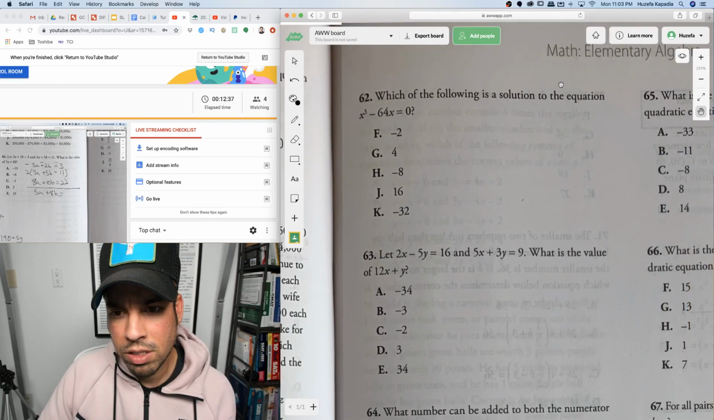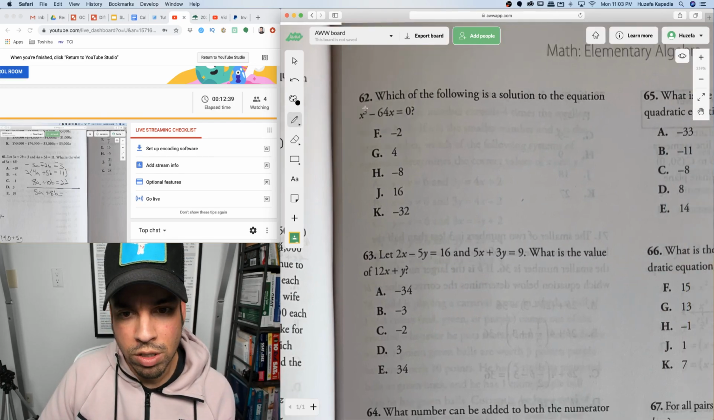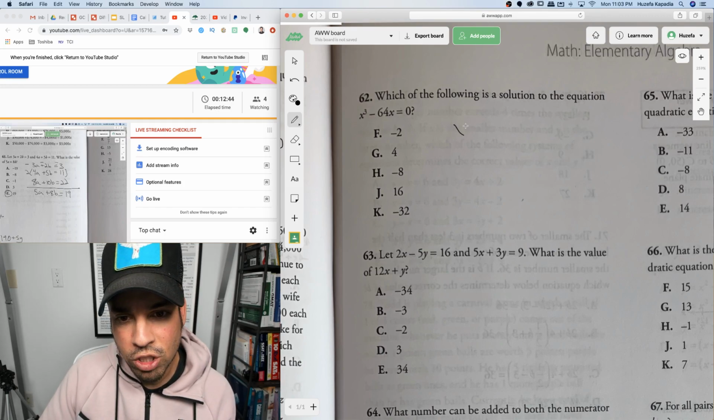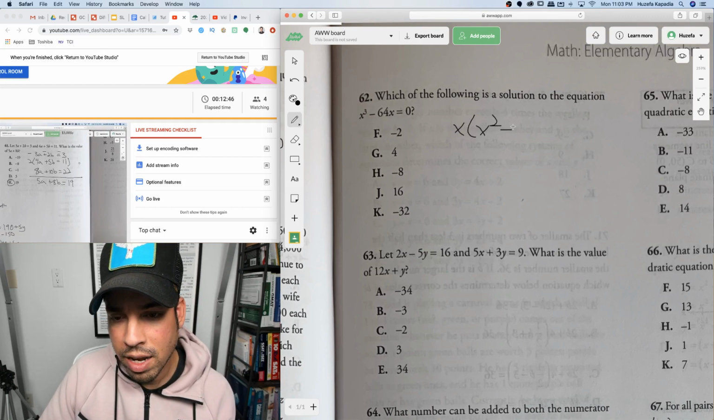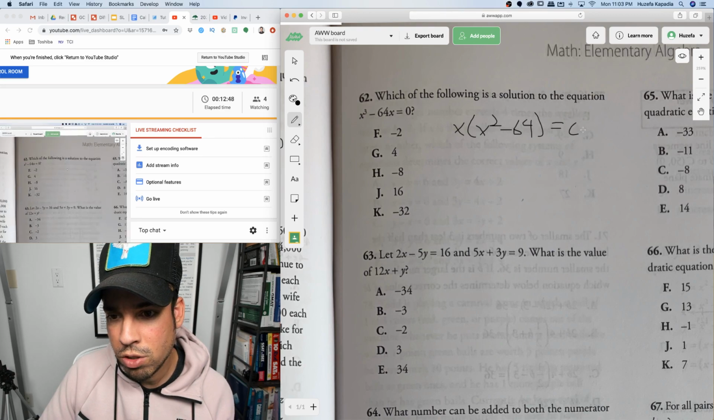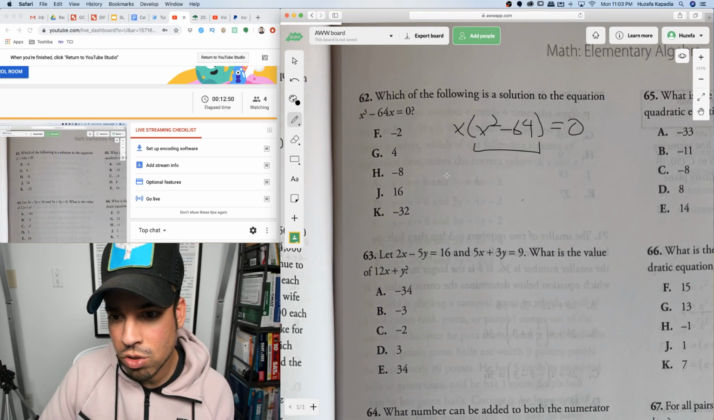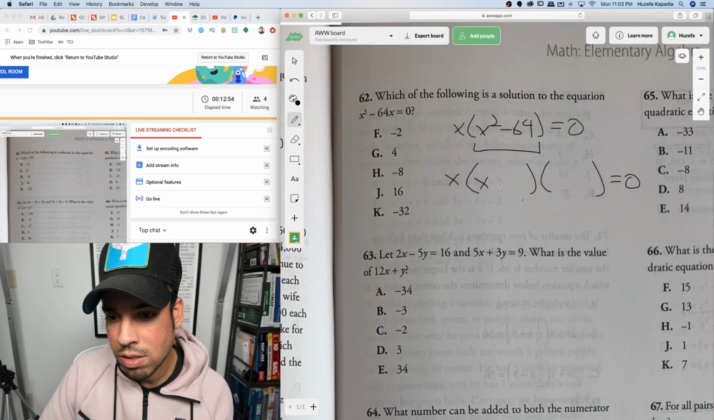Okay, 62, which of the following is a solution to the equation. All right, so x cubed minus 64x. Okay, so again, I'm going to factor out my GCF of x. Then I get x squared minus 64. Hopefully you spot that this is a difference of squares. So I'm going to factor this guy like this. It's x minus 8, x plus 8. That's a standard difference of squares.